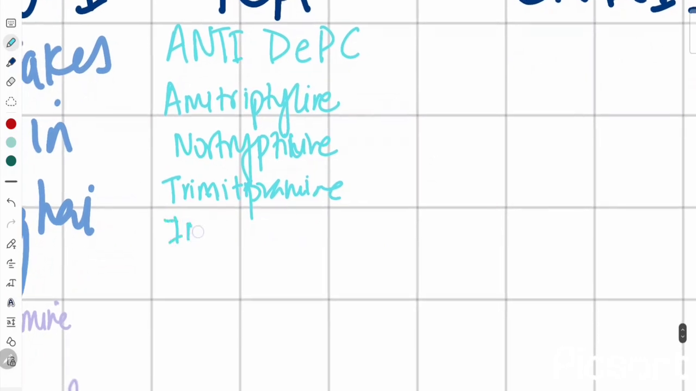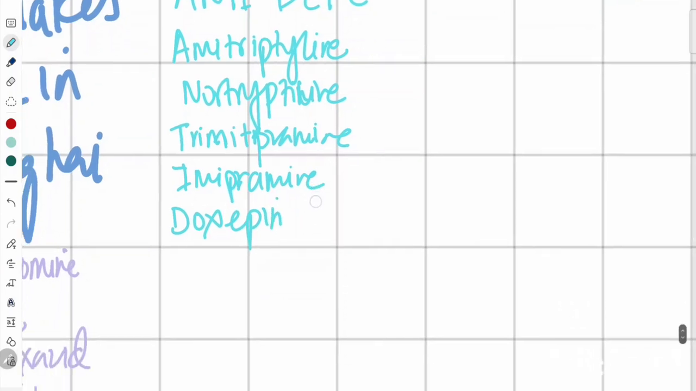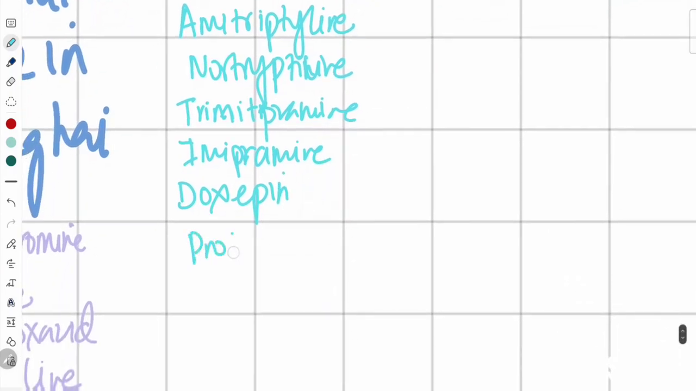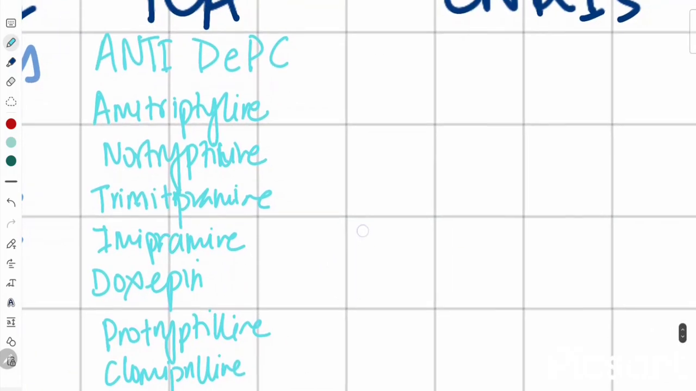we're gonna go through this, guys. We're gonna ace all of this, because we love this. That's why we are doing this. D is for doxepin. Then we have protriptyline. And lastly, we have clomipramine. But these are good, okay?